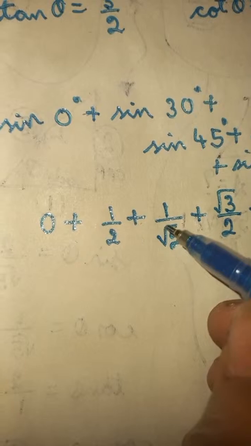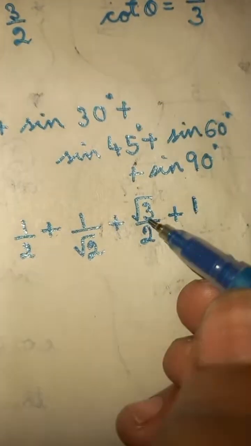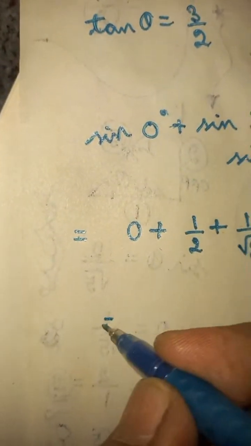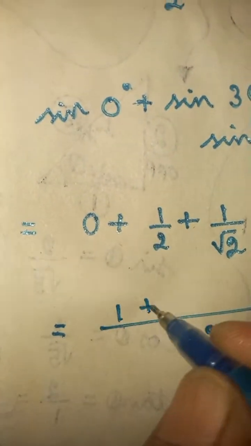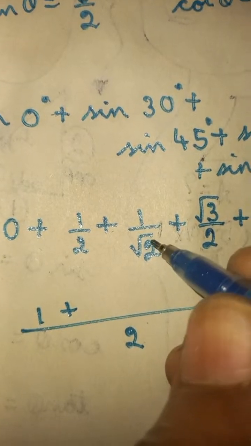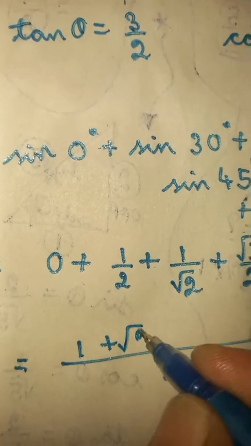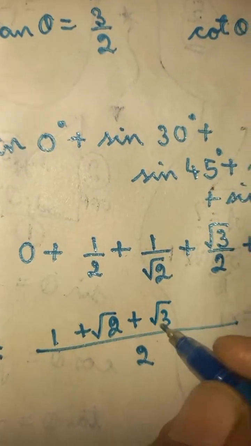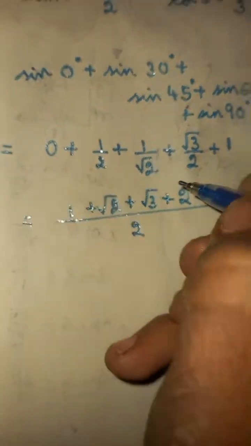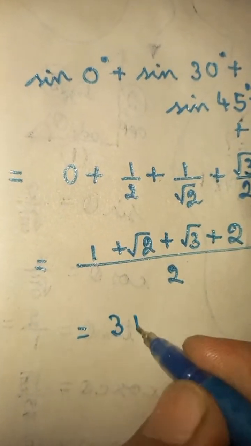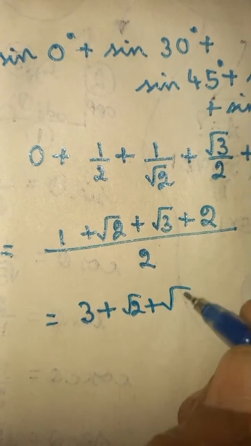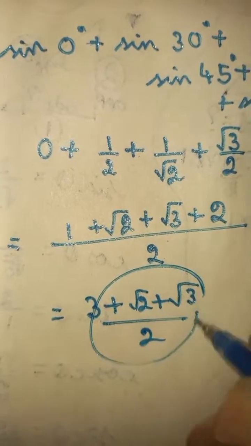Let's find them out. Here 0 remains like that. In the denominator you can take it as 2. Here that 1 remains like that, and 2 by root 2 becomes root 2, so above comes root 2, and here that is root 3 plus 2. It is equal to 1 plus 2, which is 3. 3 plus root 2 plus root 3 by 2 is the complete value.